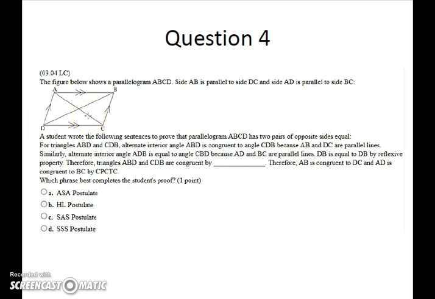All right, parallelograms, question 4. The figure below shows a parallelogram ABCD. Side AB is parallel to side DC and AD is parallel to BC. A student wrote the following sentences to prove that parallelogram ABCD has two pairs of opposite sides that are equal. And you can read that. I'm going to have the teacher pause the video and see if you can come up with the answer to this.